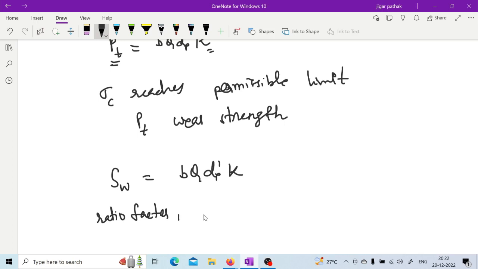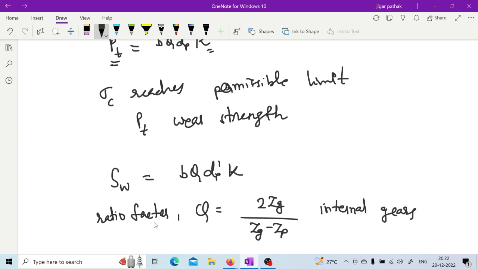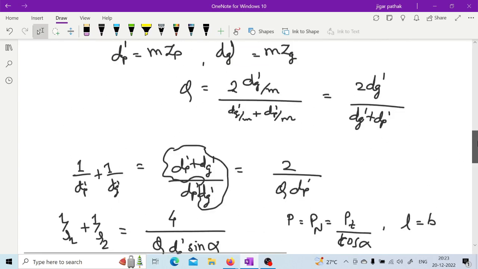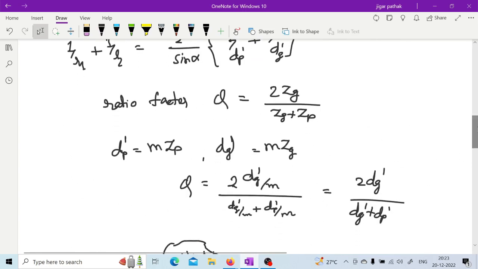Now this ratio factor, what we have defined was for external gear, right? If internal gears are there, then this ratio factor can be represented as 2Zg upon Zg minus Zp. Previously it was plus in the denominator, because before we were considering external gears. So for internal gears, it is Zg minus Zp in the denominator in place of Zg plus Zp, as we have considered here. This is for external gears, right?